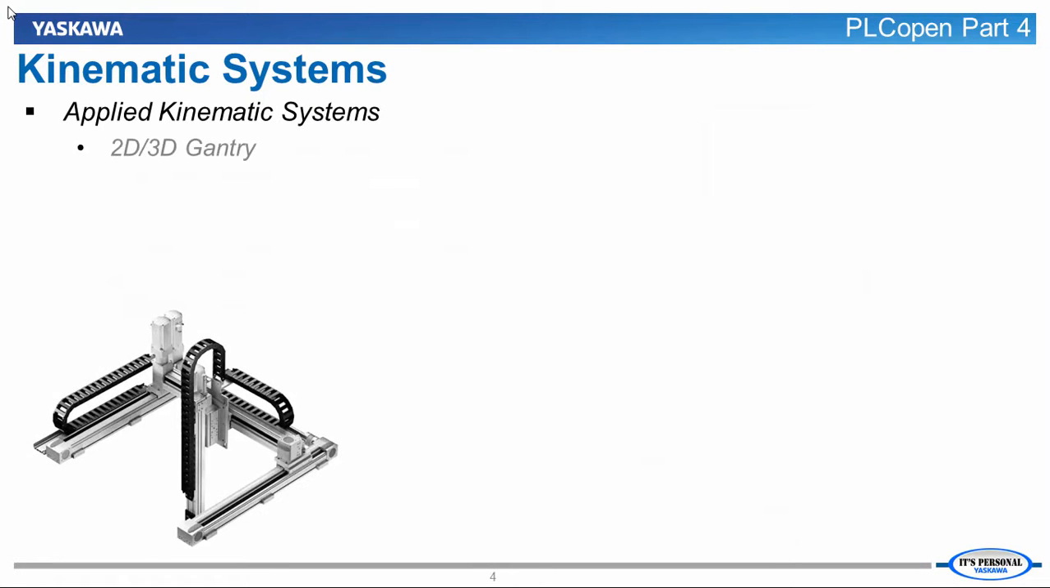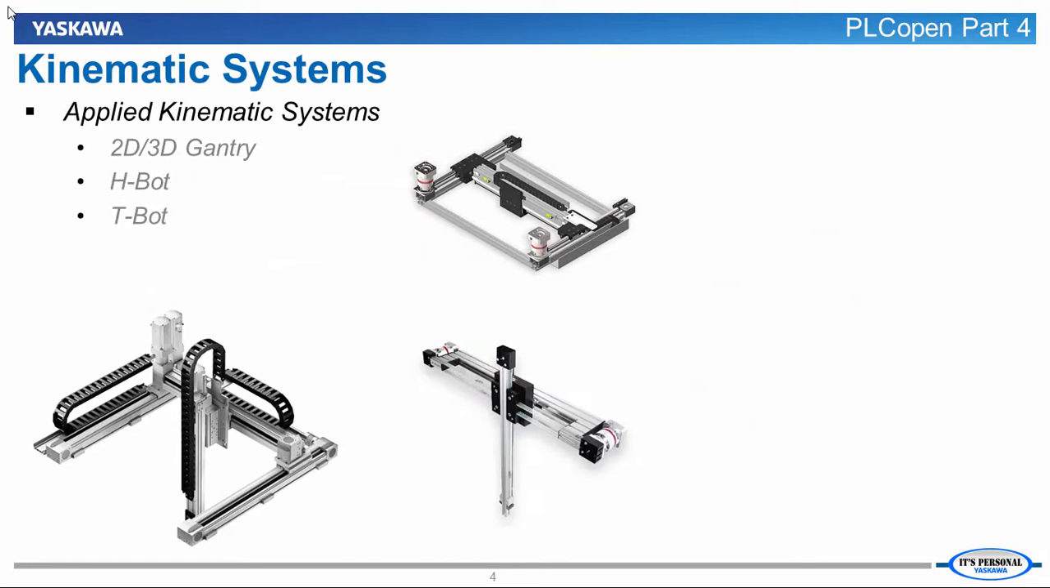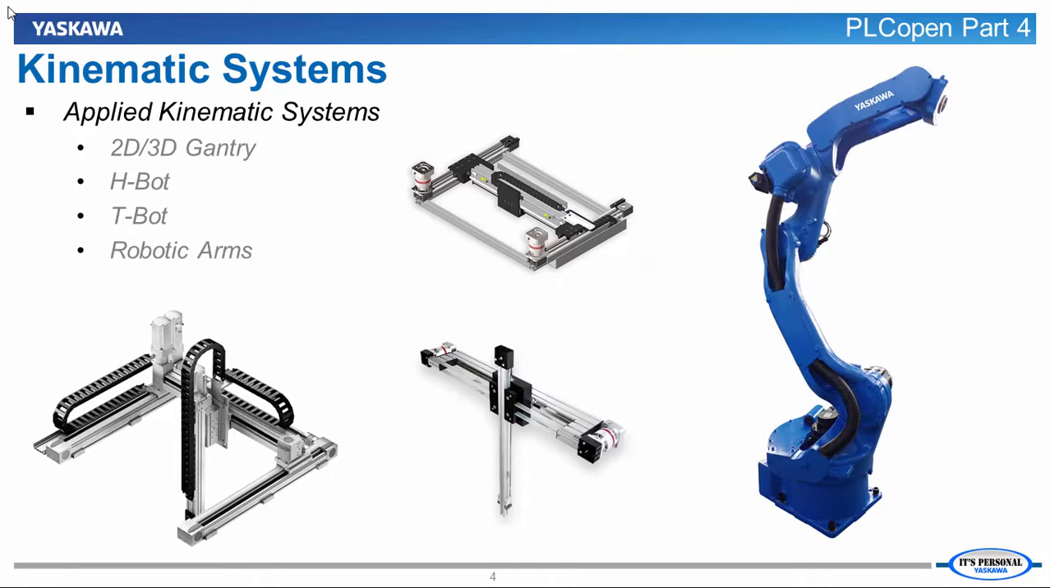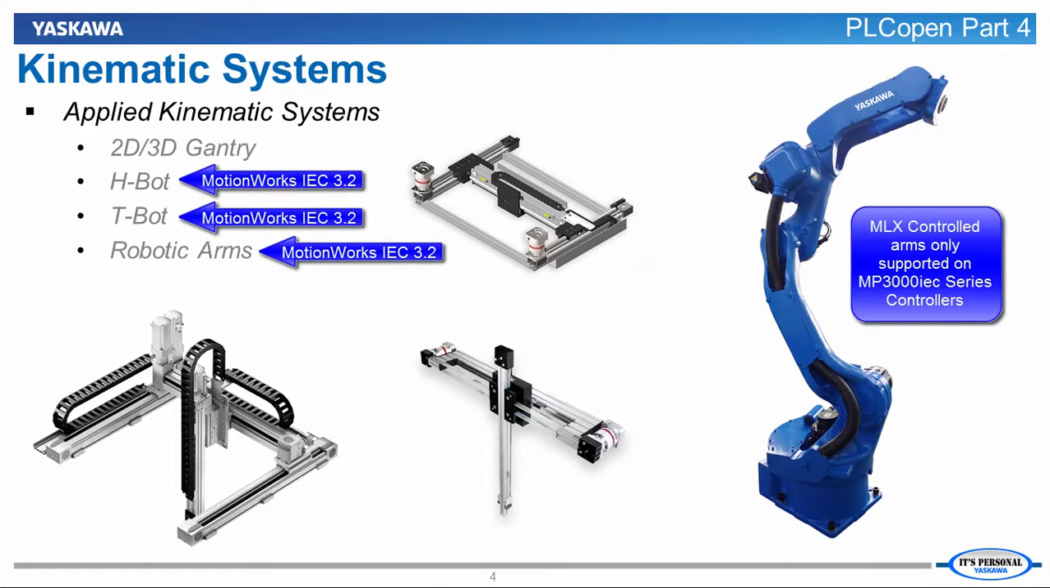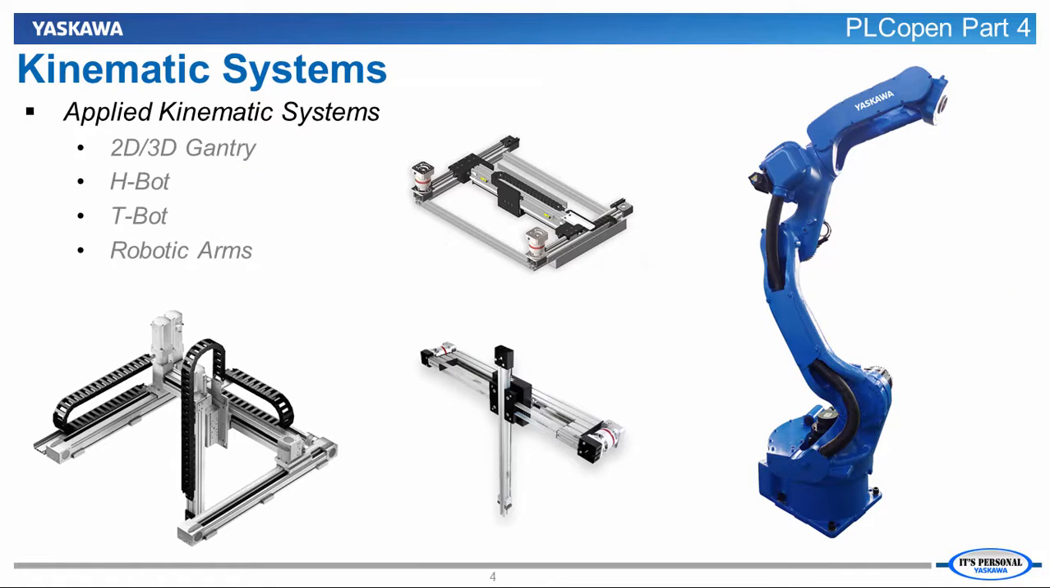So what complex motion systems, also known as kinematic systems, are simplified using PLCopen Part 4? There are 2D and 3D gantry systems, H-bots, T-bots, and robotic arms. MotionWorks IEC 3.0 supports 2D and 3D gantry systems, and MotionWorks 3.2 supports the H-bot, T-bot, and the MotoMan MLX compatible robot arms. These systems are just groups of servo motors that move together to create motion in 2D or 3D space.